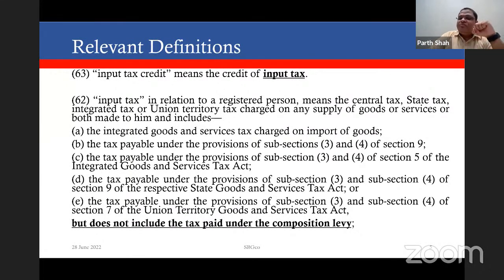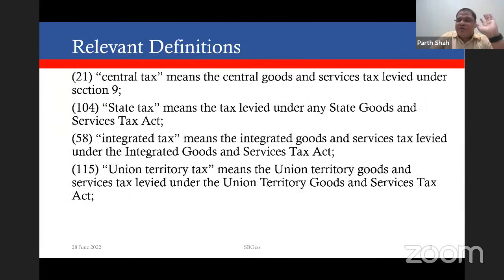Meaning, if you are purchasing goods from a person who is under the composition scheme, they are not allowed to charge tax, but if they charge, you cannot claim input tax credit. It would be wrong on their part, of course. So that is one important aspect.